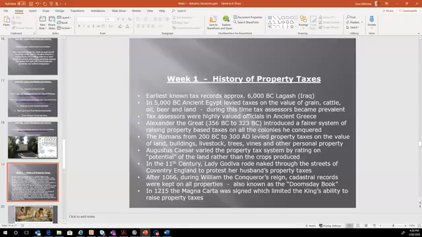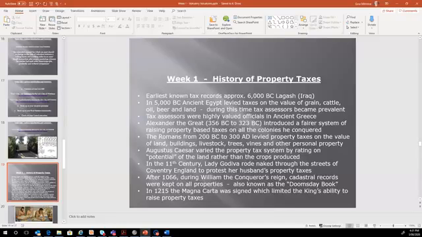In 5000 BC, ancient Egypt levied taxes on the value of grain, cattle, oil, beer, and land. And during this time, so we're still going back to 5000 BC in ancient Egypt, tax assessors became prevalent. Tax assessors were also highly valued officials in ancient Greece.